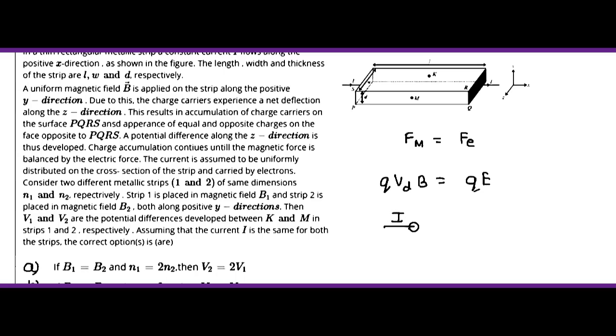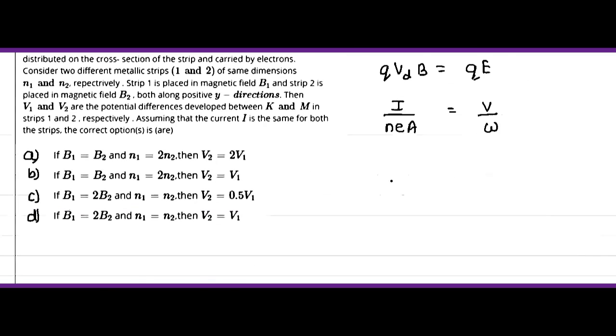V_D is equal to I divided by NEA, where I is the current, N is the number of electrons per unit volume, E is the charge on the electron, A is the area. Now the area of this cross section would be equal to W multiplied by D. This would be equal to, so Q is already cancelled, this would be equal to the electric field. Now in this region, due to the electric field, there would be a potential which would be developed. Now we know that electric field could be written as V divided by the distance between the two. So from here to here, the distance is W. We put the value like this. So this would be the case. So we can say that V would be equal to, here it would be B also.